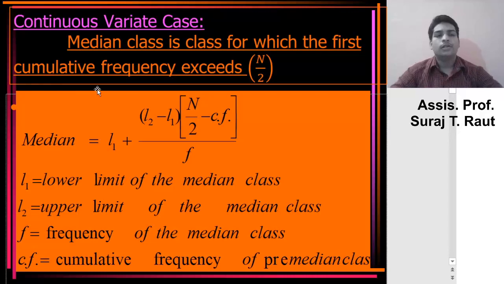Then next, the continuous variate case. The median class is the class for which the first cumulative frequency exceeds n upon 2. And the formula of median is equal to L1 plus L2 minus L1 in bracket, n upon 2 minus CF, upon f, where L1 is the lower limit of the median class, L2 is the upper limit of the median class, f is the frequency of the median class, and CF is the cumulative frequency of the pre-median class.